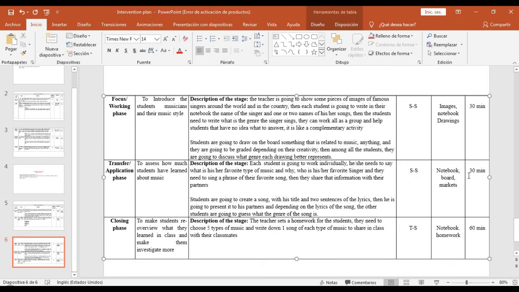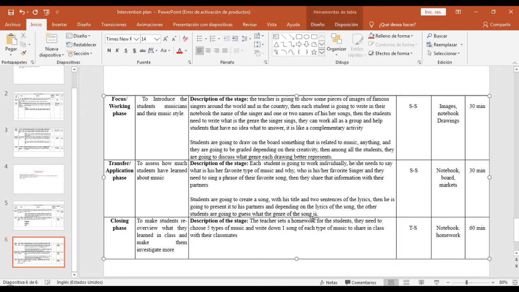The resources needed are notebook, board, and markers. We're going to take 30 minutes for this, although I think we should spend more time here, but well, that's the desired time. And in the closing phase, the aim is to make students overview what they learned in class and make them investigate more.